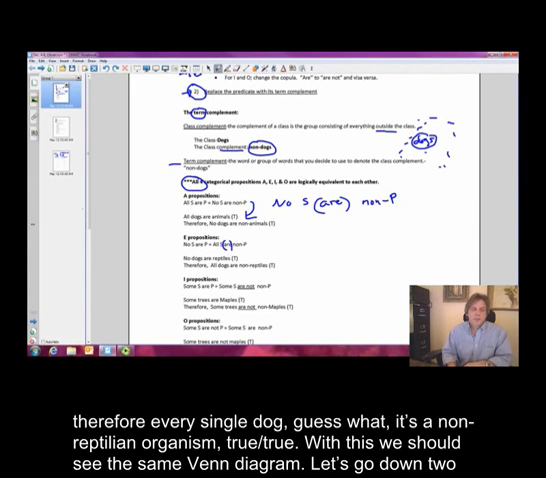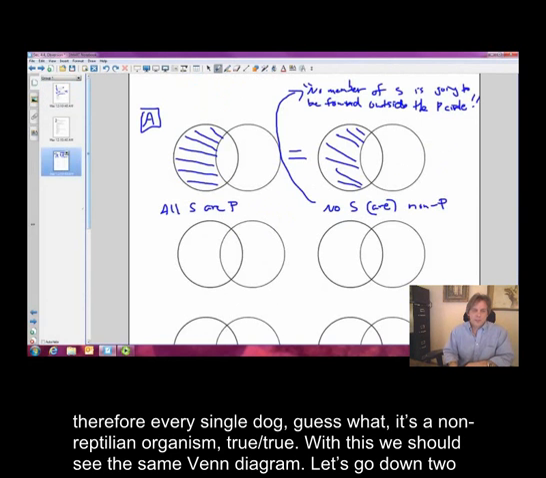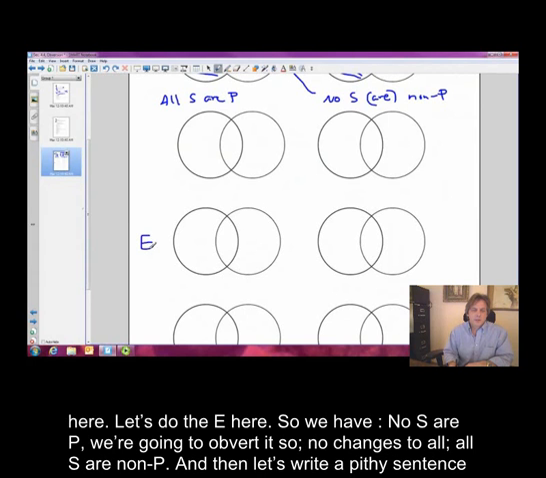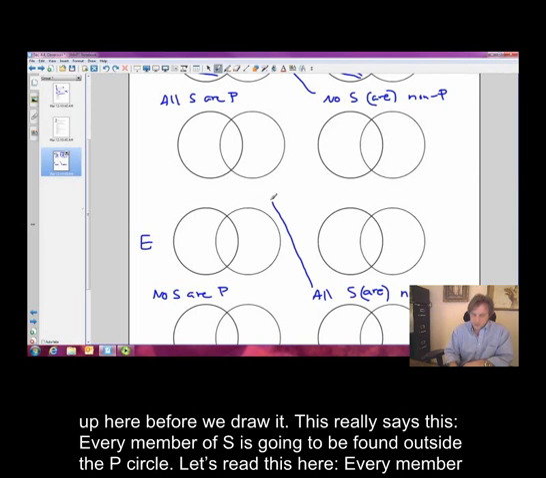So with this, we should see the same Venn diagram. So if we're going to come down, let's go down 2 here. Let's do the E here. So we have no S are P. We're going to obvert it, so no changes to all. All S are, let's do a parenthesis there, non-P, okay? And then let's write a pithy sentence up here before we draw it.